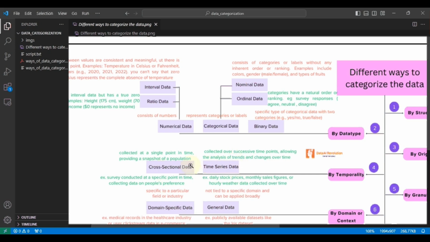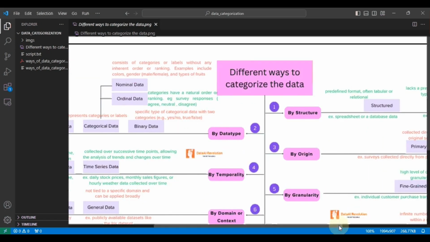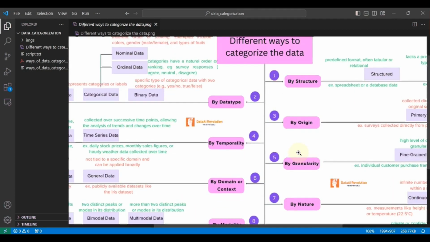And in cross-sectional data, we are going to collect the entire data at a single point of time, right? A complete snapshot, maybe thousands of records, lakhs of records at a single point of time. For example, a survey conducted at a specific point in time, or collecting people's preferences. This is basically cross-sectional data. This was the fourth type of way using which we can categorize the data.